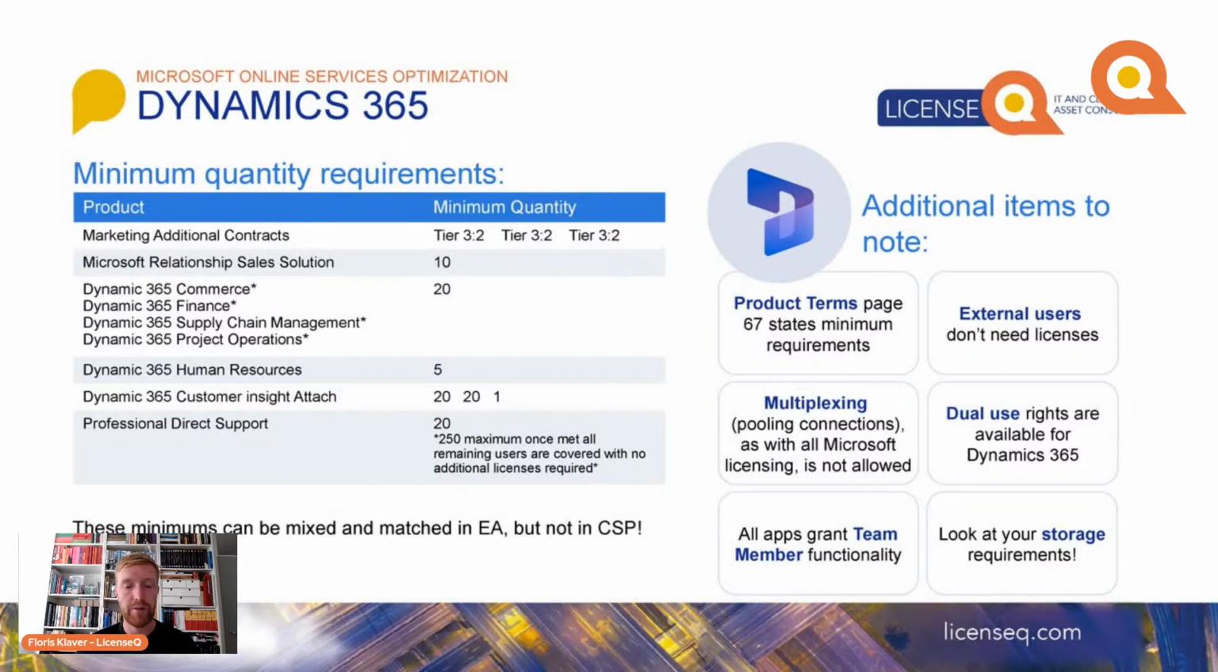Buying a single application would also give you team member functionality, so those users can go to different applications. So you buy a Sales Enterprise license, and that user also needs to sometimes do some light tasks in Customer Service that are assigned to them. For instance, it might be that you already have these rights included. And again, finally, but just to stress it again, look at your storage requirements.